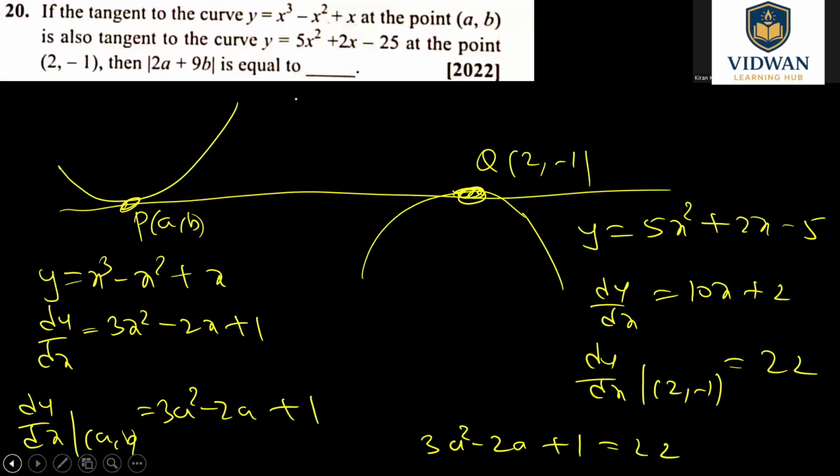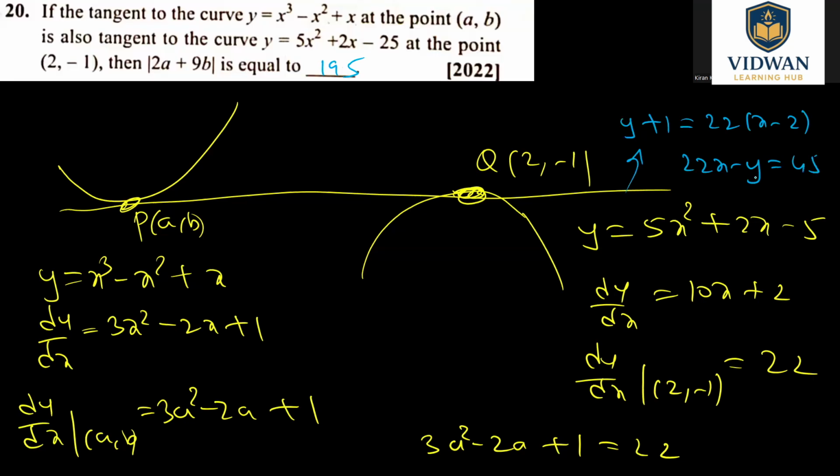Okay, so we'll take the other answer, 195, that we got. What you do is find the tangent equation, find this tangent and compare them for the other case. They'll not be the same, they'll be parallel. For example, what is the tangent to this? y plus 1 equal to the slope, which is already known. What was the slope? 22 into x minus 2. So this is 22x minus y equal to 45. So you check the tangent at a, b for the other case.